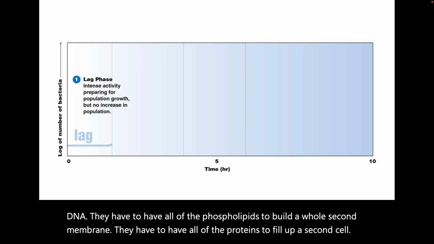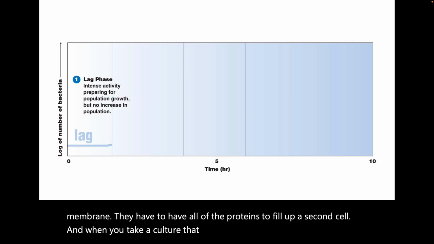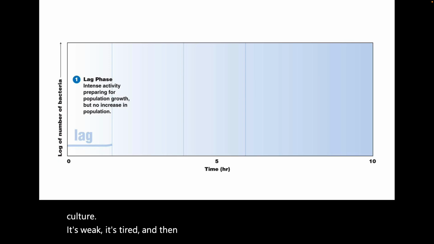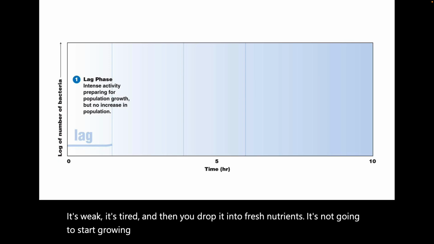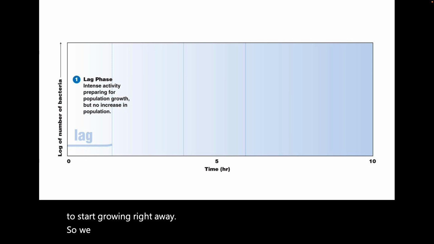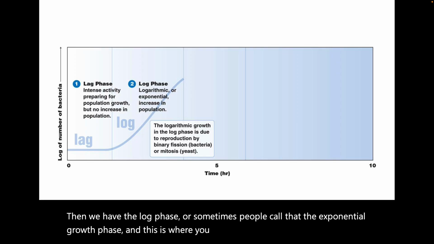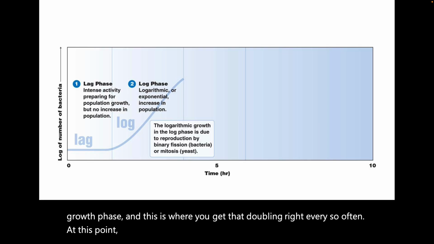And when you take a culture that has been, usually we take an overnight culture, it's weak, it's tired. And then you drop it into fresh nutrients, it's not going to start growing right away. So we have that lag phase. Then we have the log phase, or sometimes people call that the exponential growth phase. And this is where you get that doubling, right, every so often. At this point, they are replicating, which is bacterial growth is replication, as quickly as they can.